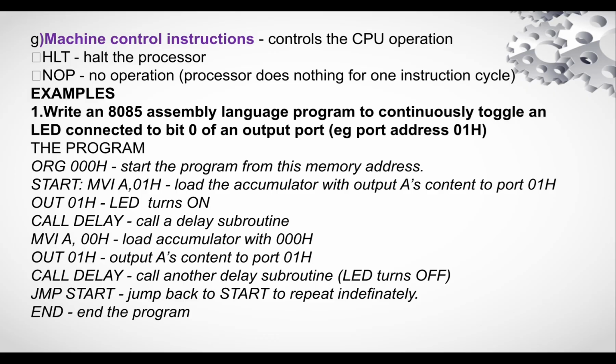So we have an example there, whereby I've said write an 8085 assembly language program to continuously toggle an LED connected to bit 0 of an output port, e.g. port address 01 hexadecimal. And I remember always, most of the time, if you want to solve these programming problems easily, before you tackle the question, always try to interpret it by writing the sequence. Know the sequence of how the program is flowing.